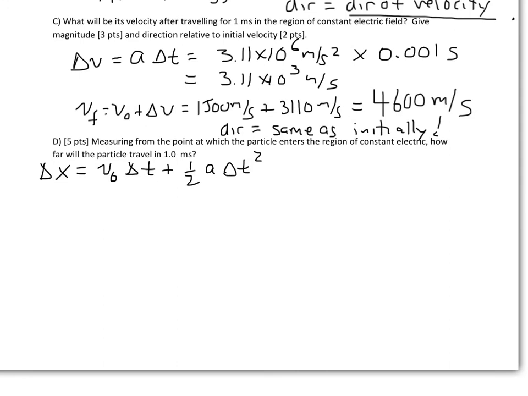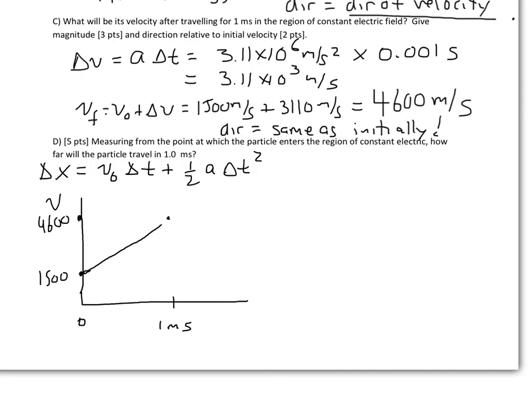I'm going to plug that in. That's boring, I think, so let me just do a little graphical analysis, which is my favorite thing to do. So here's 0, and here's 1 millisecond. When it enters, it's going this speed, and when it exits, it's going this speed. Here's V0, which is 1,500, and its final is 4,600, and it's speeding up at a constant rate. That's indicated by that.